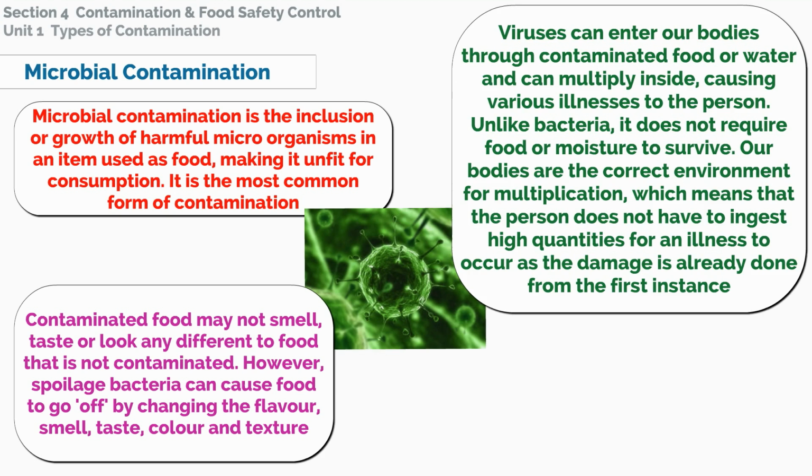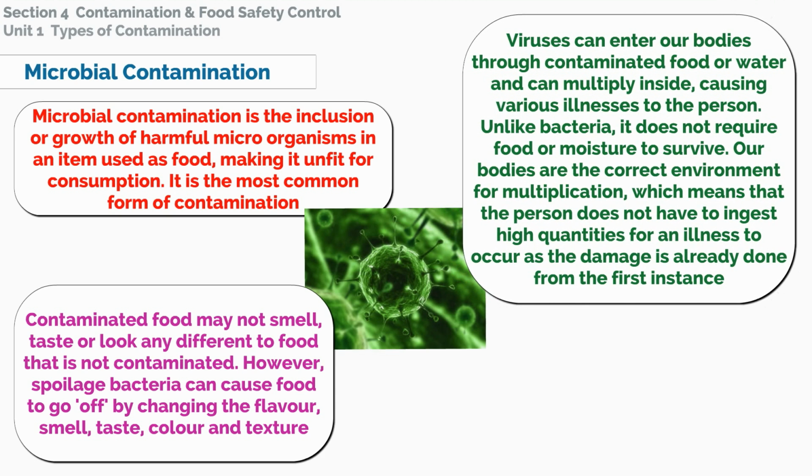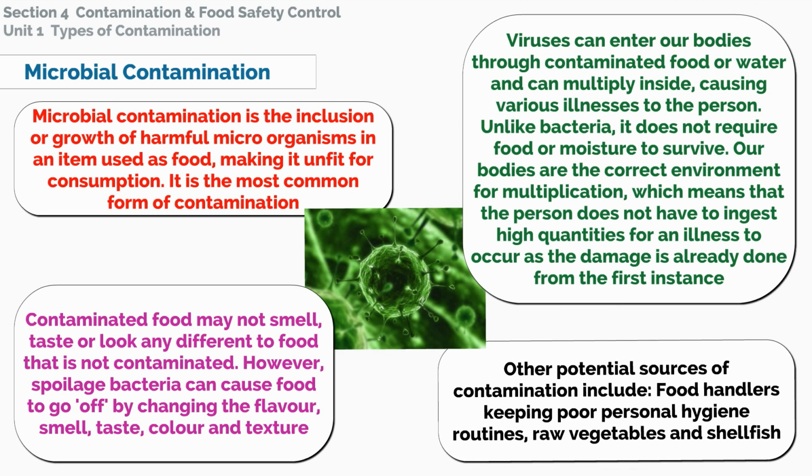Viruses can enter our bodies through contaminated food or water and can multiply inside, causing various illnesses to the person. Unlike bacteria, it does not require food or moisture to survive. Our bodies are the correct environment for multiplication, which means that the person does not have to ingest high quantities for an illness to occur, as the damage is already done from the first instance. Other potential sources of contamination include food handlers keeping poor personal hygiene routines, raw vegetables and shellfish.